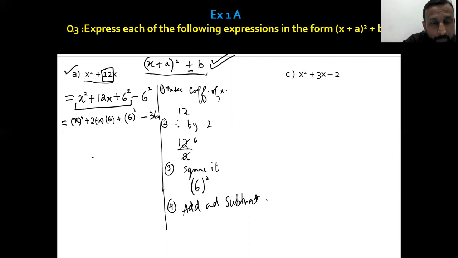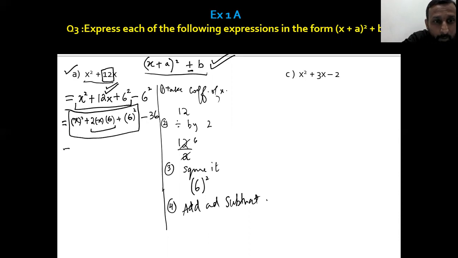Now check this middle term. 2 multiplied by x is 2x, 2x multiplied by 6 is 12x. Do you think we have a middle term 12x? Yes. It means we have found the correct values of a and b. Now we can make a perfect square like this.